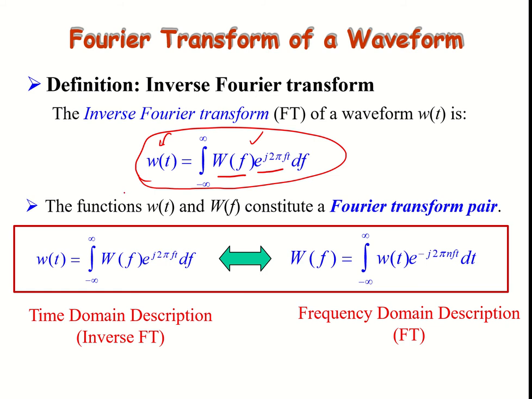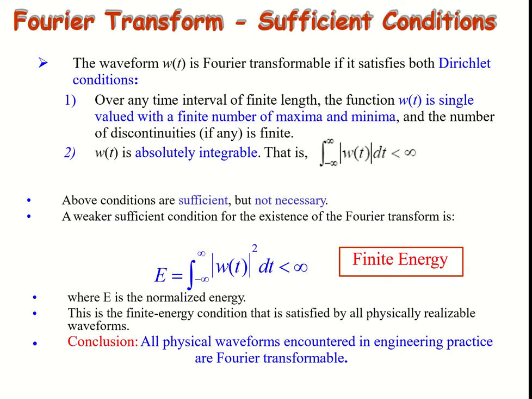The important thing which we have to understand is that the Fourier transform of a signal will exist if it satisfies these conditions. The Fourier transform will exist only and only if both Dirichlet conditions are satisfied. The first one is that in any time interval of finite length, the function is single valued with a finite number of maxima and minima, and the number of discontinuities, if any, is finite. So for example, if we have this signal, it has a finite number of maxima and minima, and if there is any discontinuity, it should be finite.